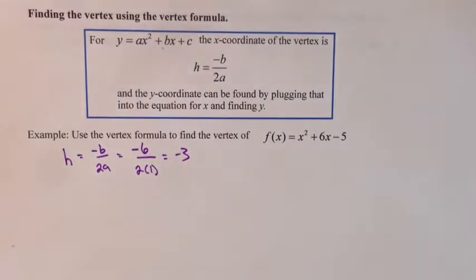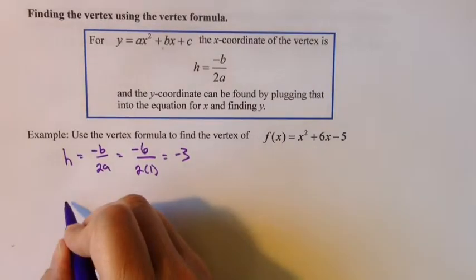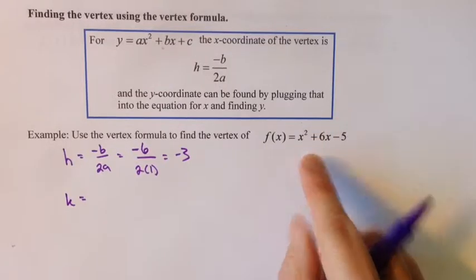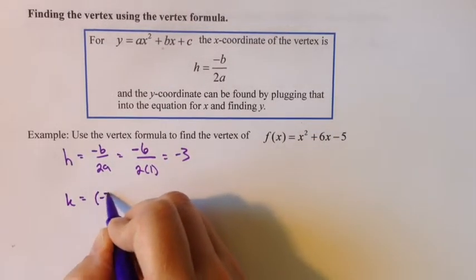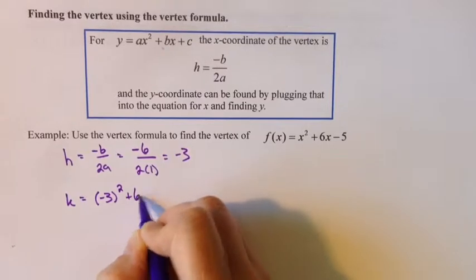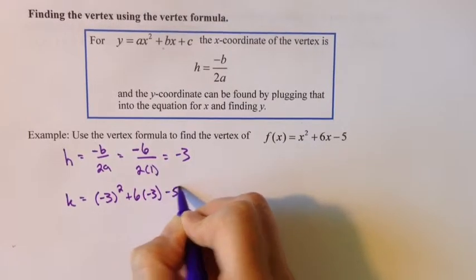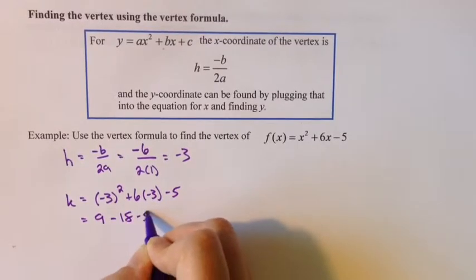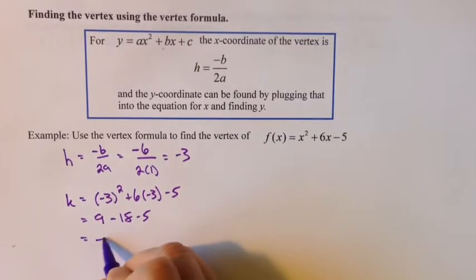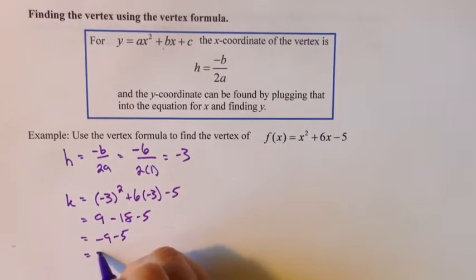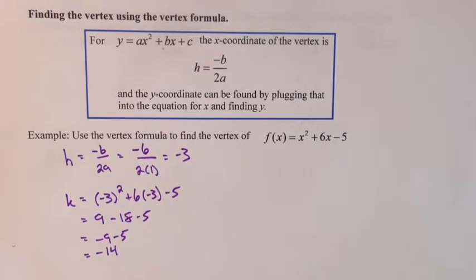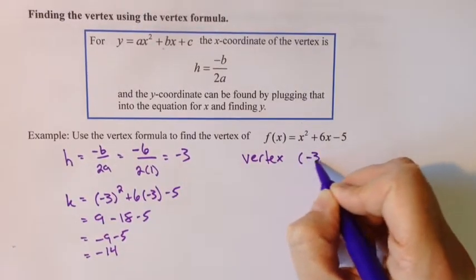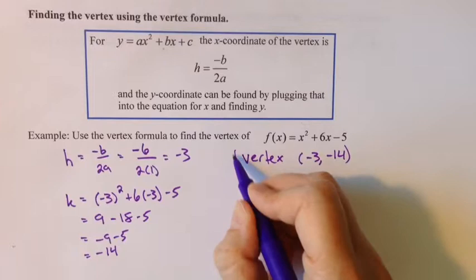Now to find the y-coordinate, or the k part of the vertex formula, we just take that negative 3 and plug it back in to the formula. So we have negative 3 squared plus 6 times negative 3 minus 5, which is 9 minus 18 minus 5, which is what? Negative 9 minus 5, which is negative 14. So the vertex of this parabola occurs at negative 3, negative 14.